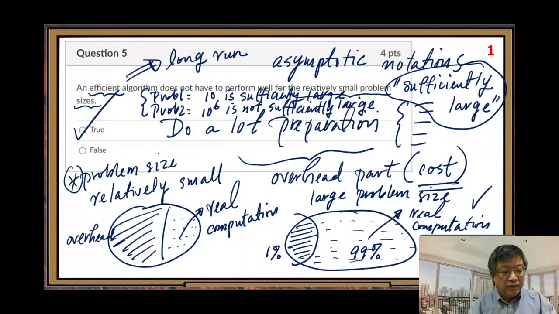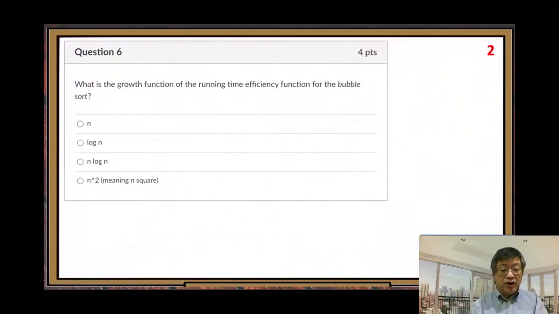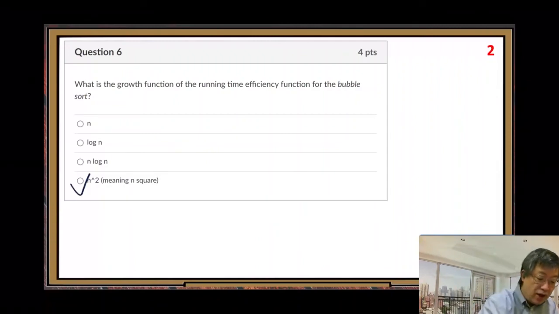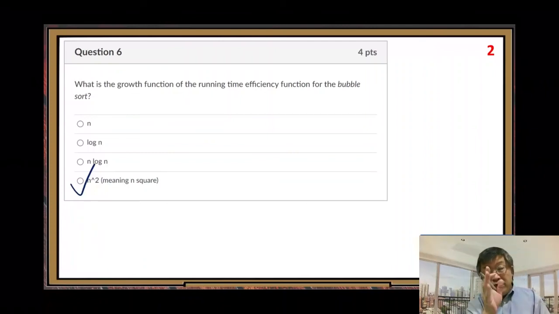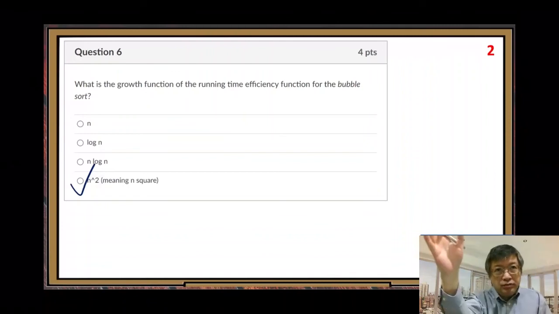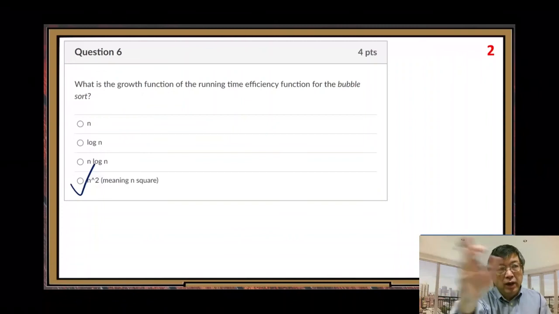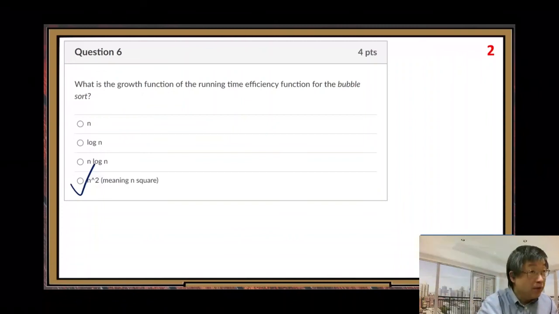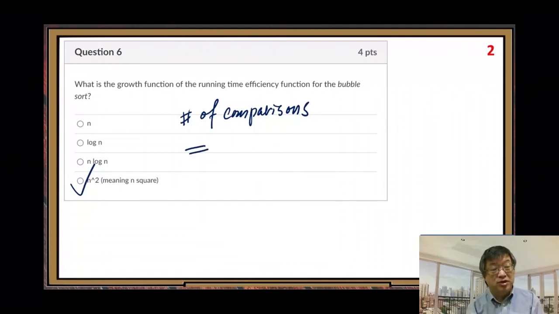All right, the next question. This one's pretty easy, so I do not need much time. I can explain it quickly. First, the answer is n squared. But if you go back to the bubble sort procedure, how do we run the bubble sort? You can easily calculate the number of comparisons. Here we count the number of comparisons, not the number of swaps.